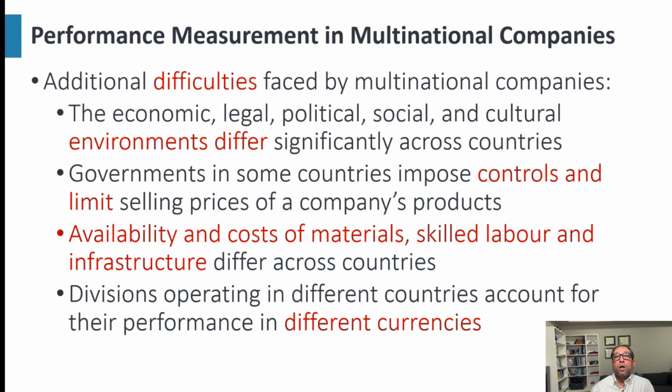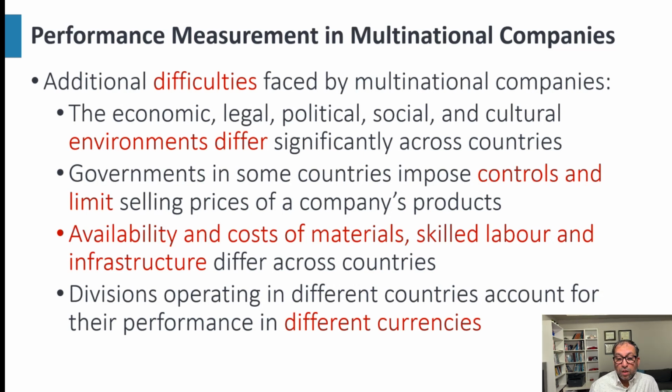For example, if one unit operating in some part of the world is showing less profit, less revenue, or low sales, maybe the reason is a recession in that country. The managers of that subunit cannot control that. It is beyond their control, so we cannot evaluate a manager on a situation they are not directly responsible for. Governments in some countries also impose controls and limit the selling prices of a company's product. So we cannot increase profit or revenue just by raising the price, because of the limit set by the government of that country.